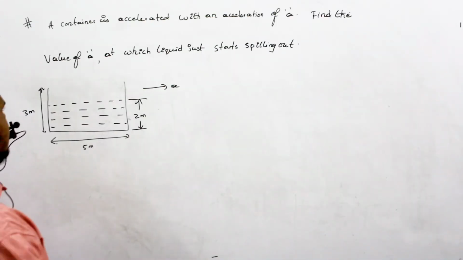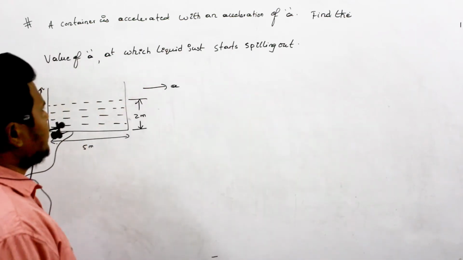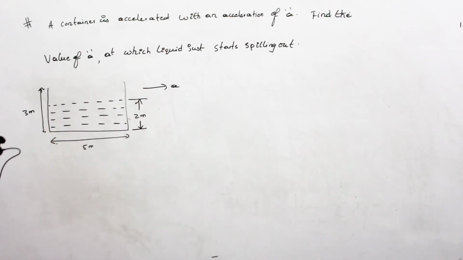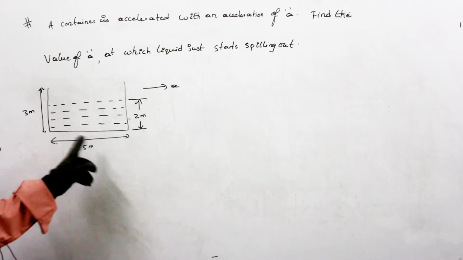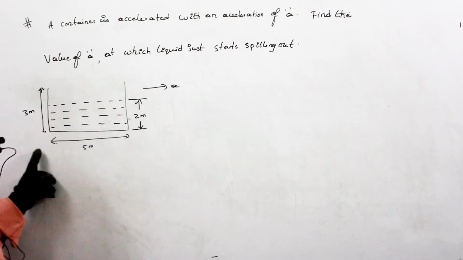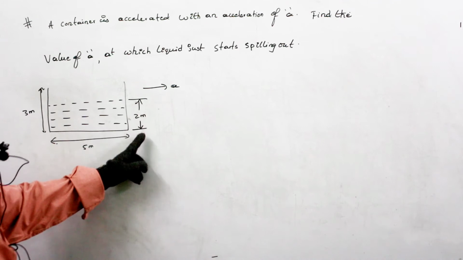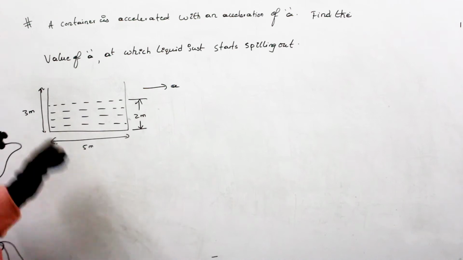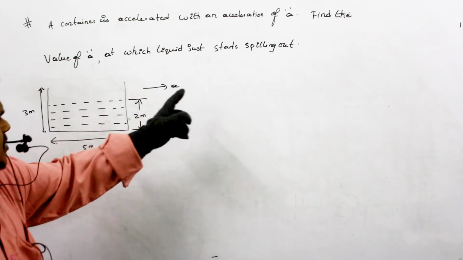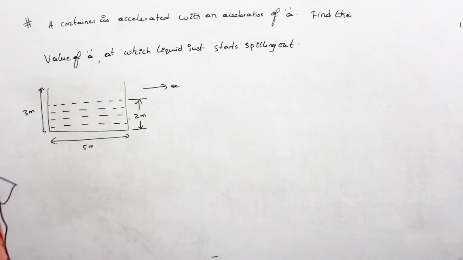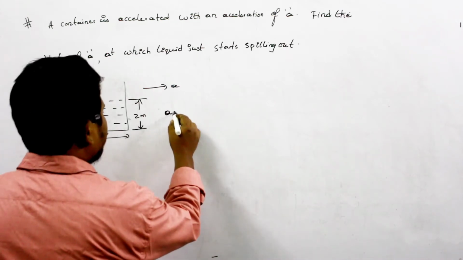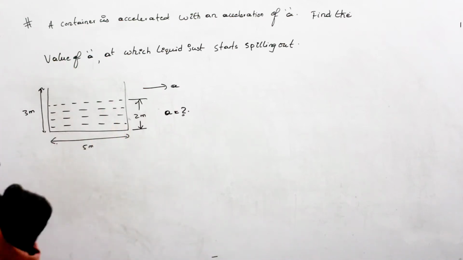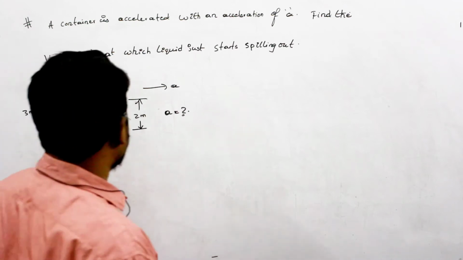Now let us see this question. A container is accelerated with an acceleration of a. Find the value of a at which the liquid just starts spilling out. So these are the dimensions of the tank which are given. Length of the tank is 5 meters. Water is filled up to a height of 2 meters, and total height of the tank is 3 meters. So I am accelerating this horizontally with an acceleration of a. So the question is, what should be this acceleration such that liquid starts coming out of this tank? So let us see how we can do this question.